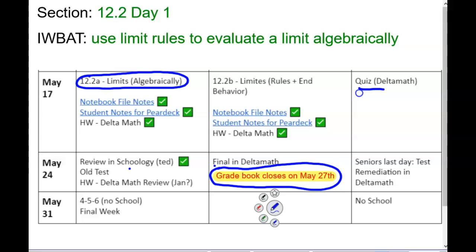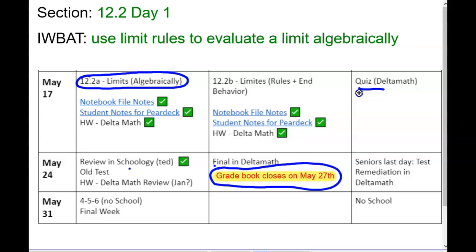And some of us, this quiz could dip us below passing. This test could definitely dip us below passing if we don't do our homework and get on top of it. So, hopefully you're going to look at your grade at some point in the next couple hours, and you're going to see what you're missing, and you're going to have a very strong push to get that stuff turned in.